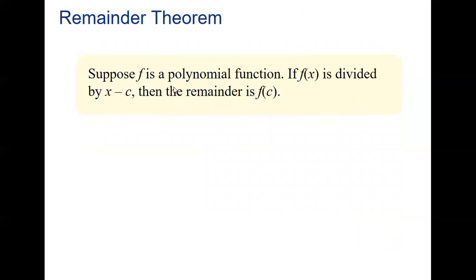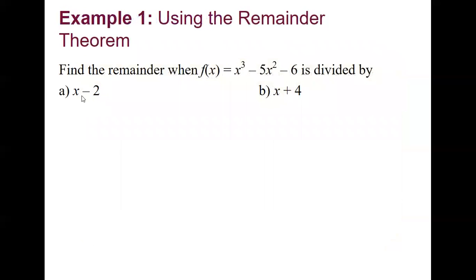Okay, so for example, what the remainder theorem is saying is that you can determine if there's going to be a remainder or not by substituting that value into the function. The x minus 2. We're not actually going to divide x cubed minus 5x squared minus 6. We just want to know, if it's divided by x minus 2, will there be a remainder? So the first thing you do is take the factor and set it equal to 0. By doing that, I get that x equals 2.